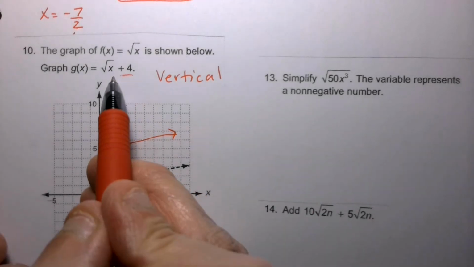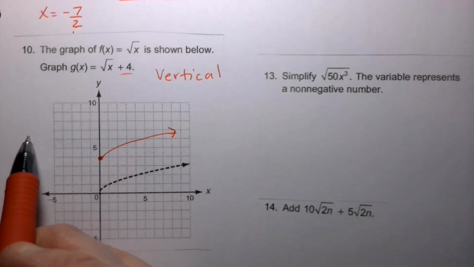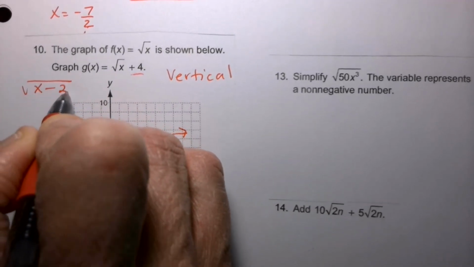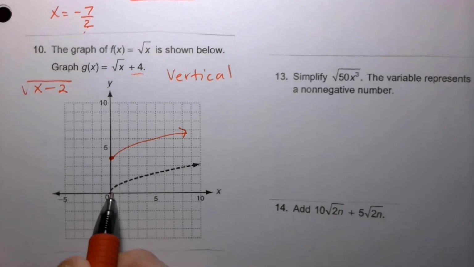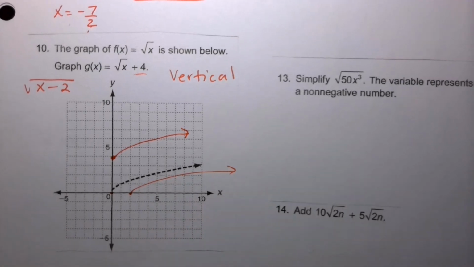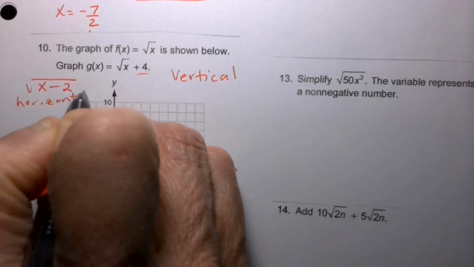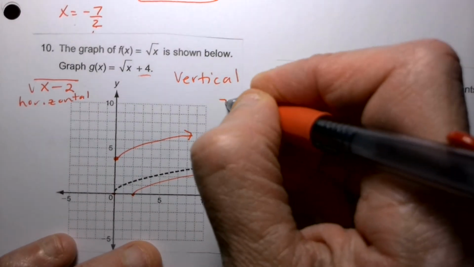Now, if it's underneath the square root, then it is a horizontal shift, and it's the opposite. So if it was the square root of, let's say, x minus 2, then this would have been not negative 2, you would have gone positive 2, and it would have looked like this. Because that would be a horizontal shift. So there's a difference, but whether it's on the outside or the inside, again, I'm guessing.